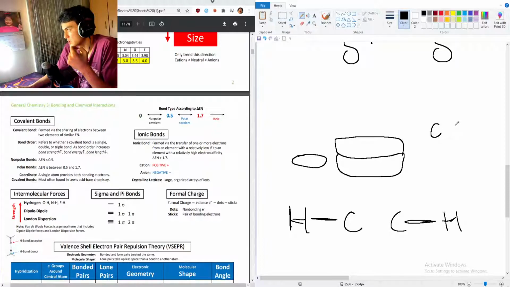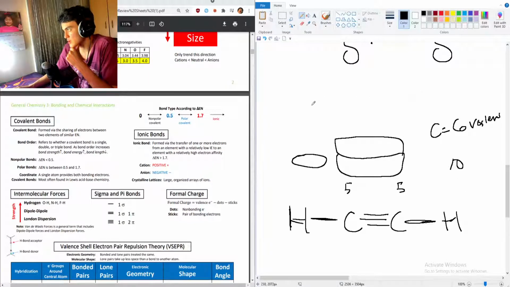Carbon has 6 valence electrons. So 1 is already used from that. So now there's 5 left over. There's 5 left over from that. So they can combine that to make 10. So there's 10. And then it's going to be 1, 2, 3, 4, 5, 1, 2, 3, 4, 5, 6, 7, 8, 9, 10. So there's 10.